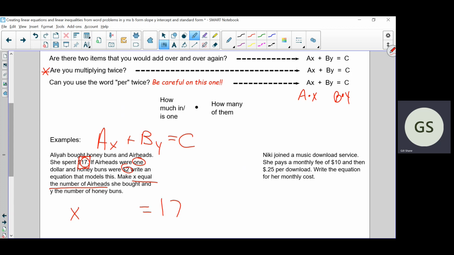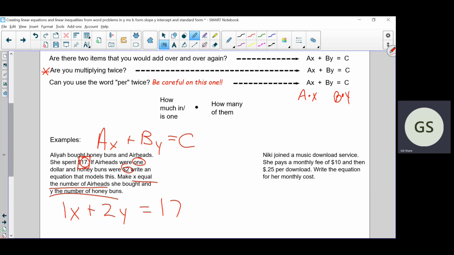So I'm going to multiply $1 times how many airheads, because that's what X stands for, the number of airheads. I'm going to multiply 2 times how many honey buns, the number of honey buns, because 2 is how much one honey bun costs. So once you figure that out, I think these are pretty simple, normally, not always. So that's your first equation.